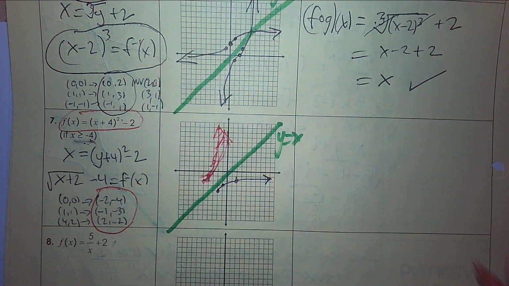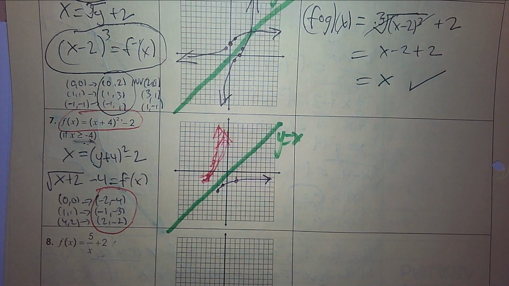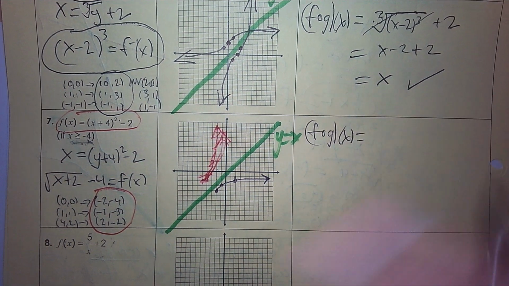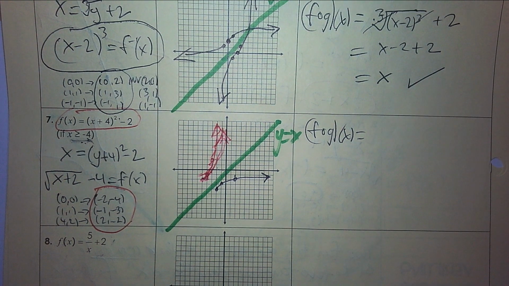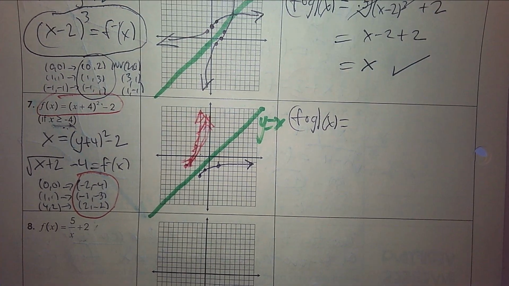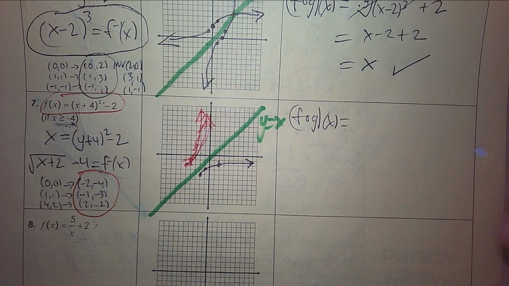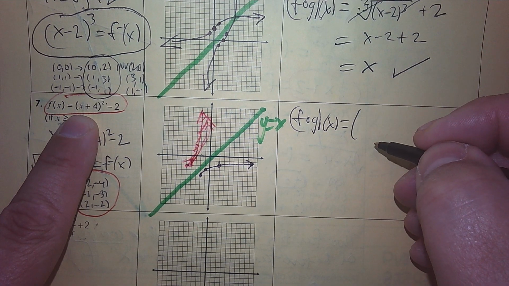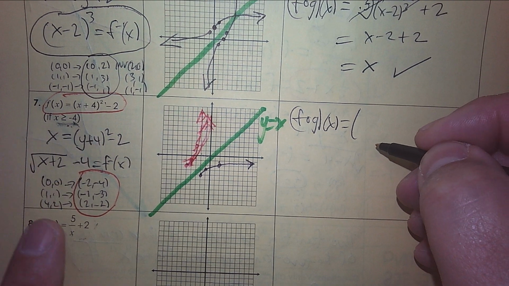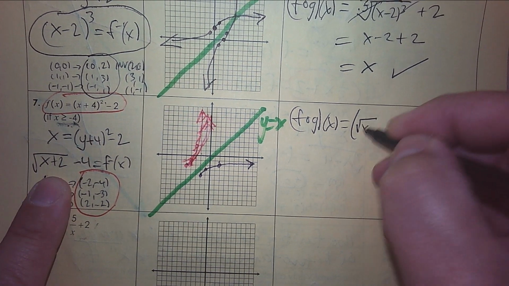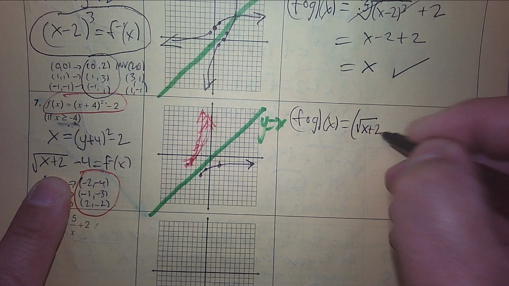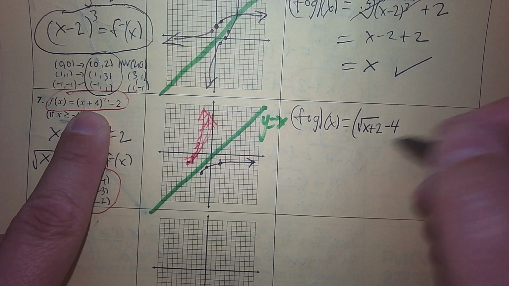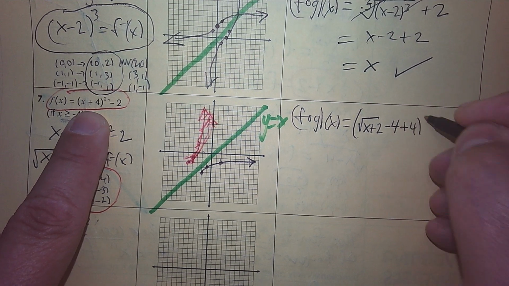All right. How do I do this algebraically as I do composition? So let's see the setup for that. Nicholas, what would I do to set this up, to do the composition? Instead of x, what am I going to put in? Root x plus 2, subtract 4, and then what's still inside the parentheses? Plus another 4, squared.